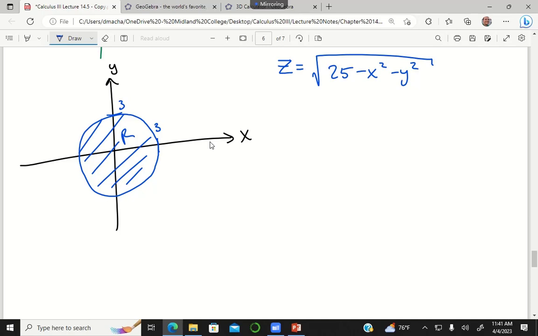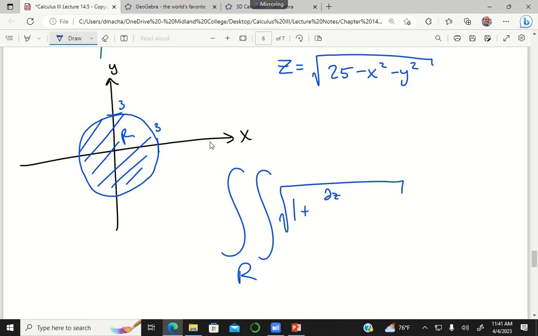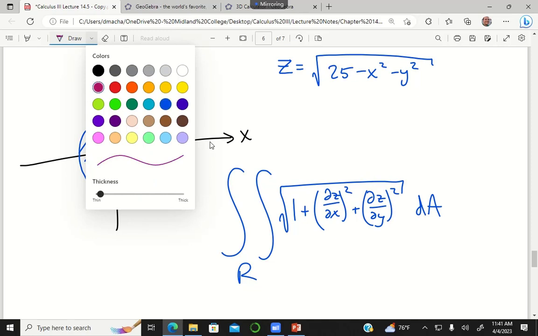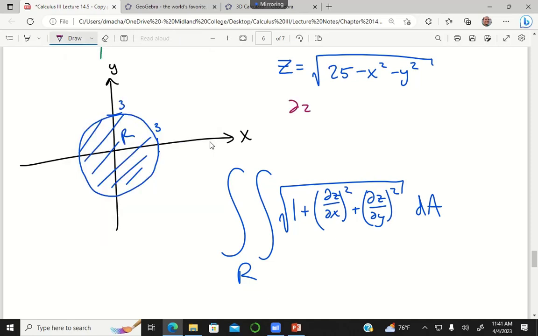Okay, so here we go. The surface area is given by a double integral over the region of the square root of 1 plus the partial with respect to x squared plus the partial with respect to y squared, dA. So we might ask, what is the partial with respect to x?